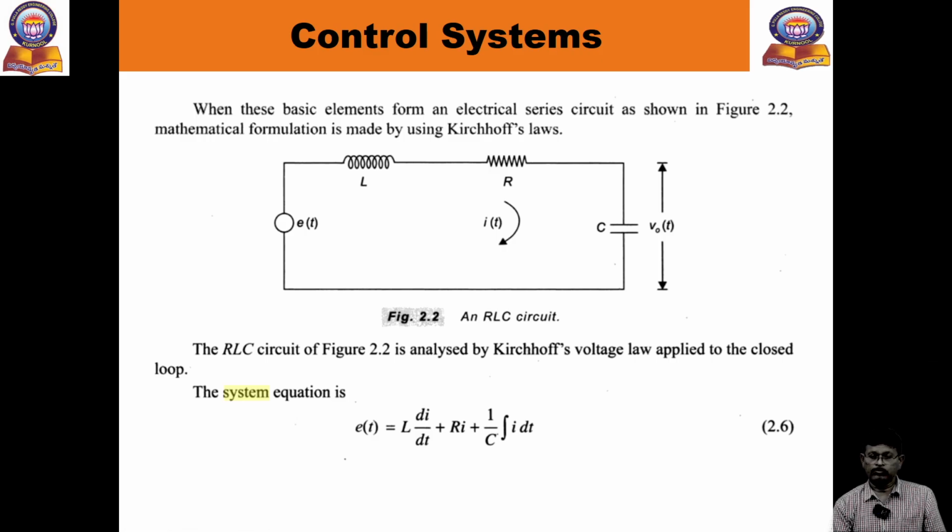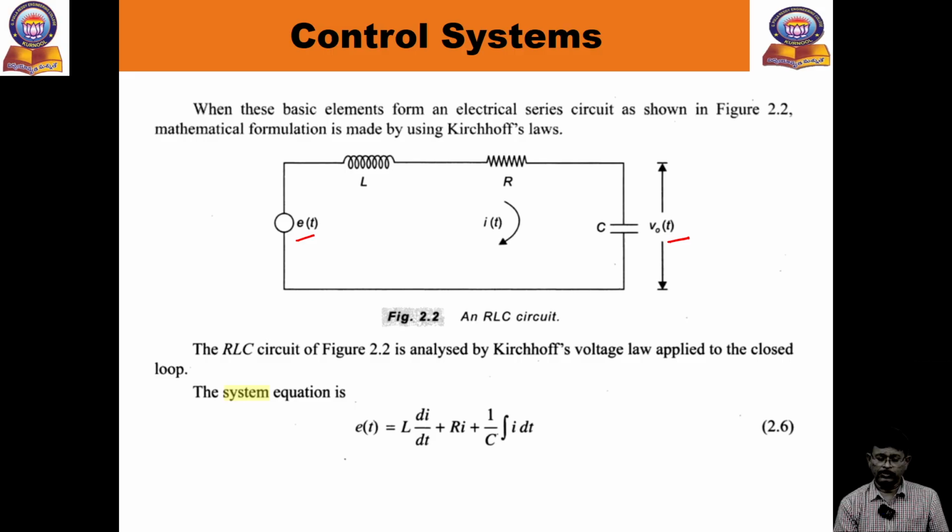Now consider the simple RLC circuit, with R, L and C connected in series. The applied input is e(t), and the output is v0(t). Now find the transfer function of this electrical circuit, that is the output voltage by the input voltage. So it is the Laplace transform of the output divided by the Laplace transform of the input. This is the RLC circuit we have taken.